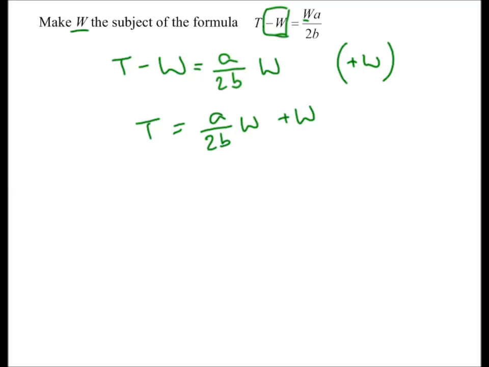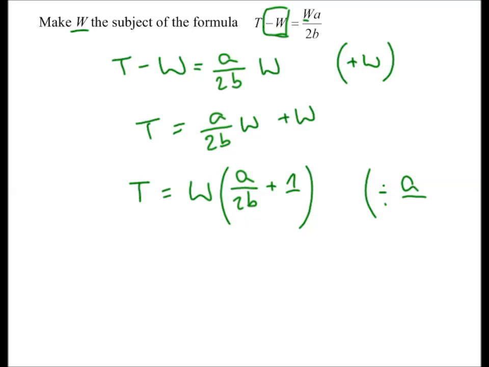And now I can factorise. So I've got w in each part, and then I'll get a over 2b plus 1. And now I can divide by my a over 2b plus 1, which gives me t over a over 2b plus 1.